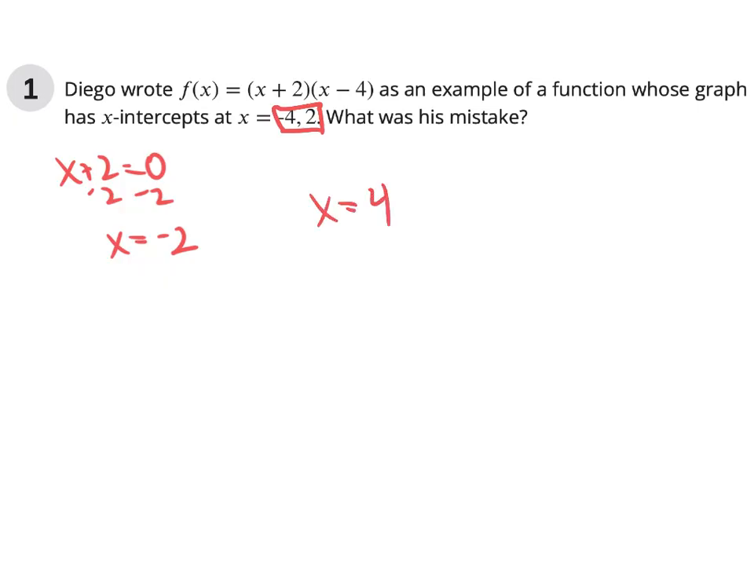So don't forget, when a polynomial is in factored form, written as terms multiplied to each other, you have to change the signs because of the zero product property.